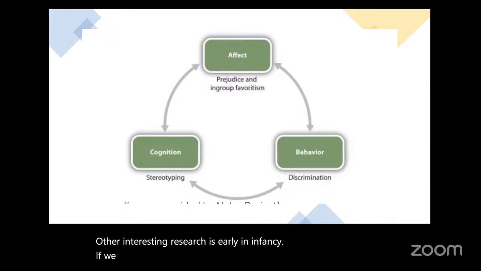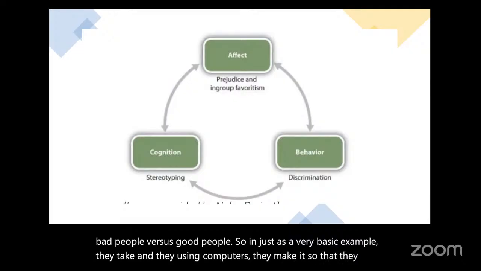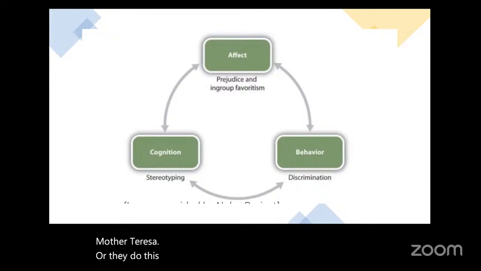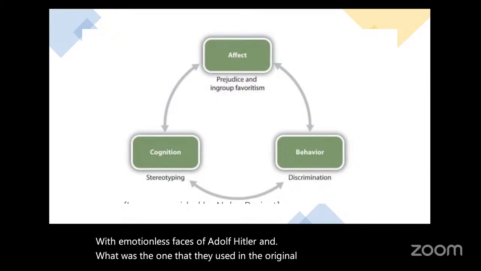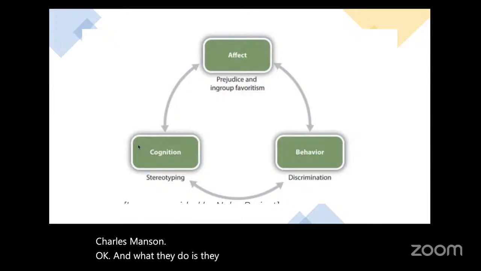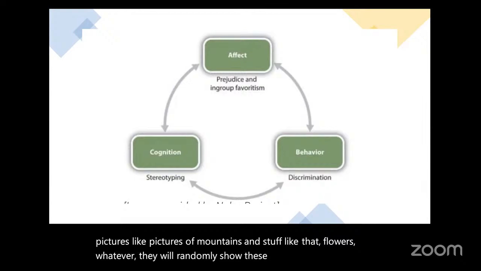If we show babies, for example, what most people would consider bad people versus good people. As a very basic example, using computers, they create emotionless faces of, let's say, Martin Luther King and Mother Teresa, and they do the same with emotionless faces of Adolf Hitler and, what was the one that they used in the original research? Oh, Charles Manson. Okay. And what they do is they randomly, plus with some other pictures, like pictures of mountains and flowers, whatever, show these pictures to infants.